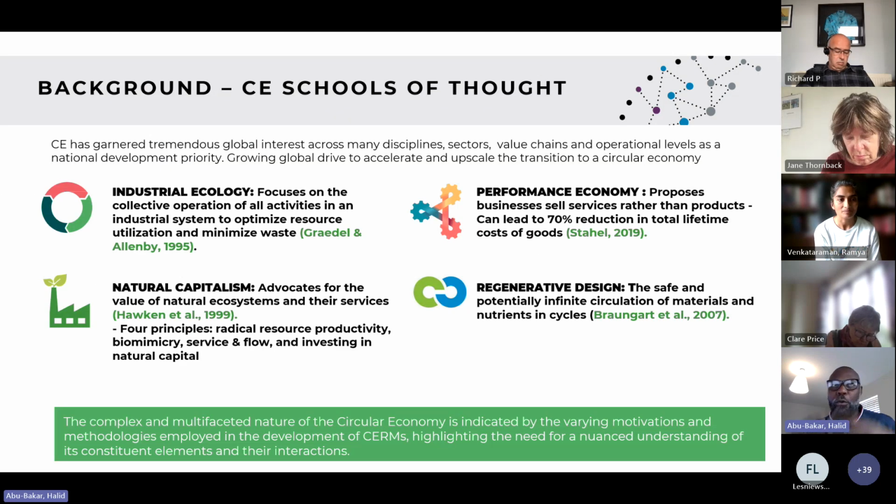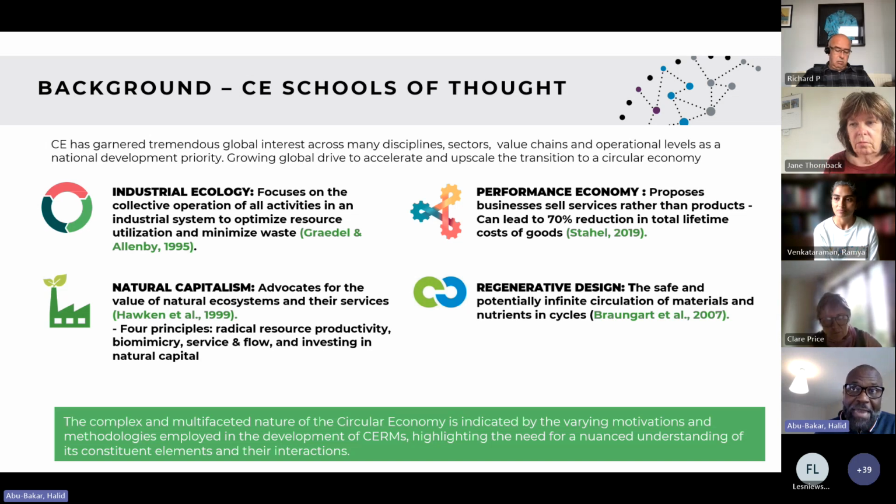Yeah. Okay. So my work is essentially looking across the different schools of thought in circular economy in general, and to see what I can draw from the different schools of thought to inform the work that I'm doing, which is towards creating strategies at different levels for the adoption and implementation of circular economy.